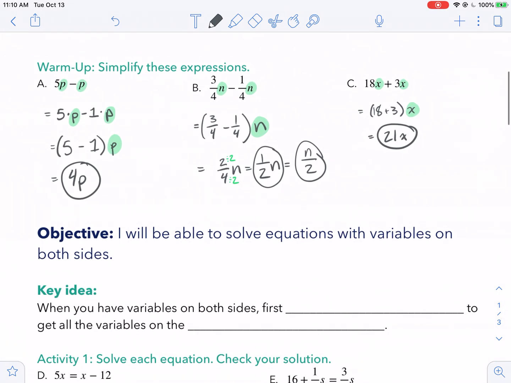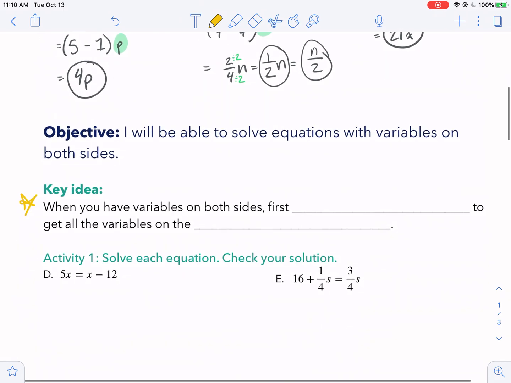Now, undistributing, or in this case, combining like terms, is important to solve equations when you have variables on both sides. So our key idea of the day today is that if you have variables on both sides of an equation, first you need to add or subtract to get all the variables on the same side.